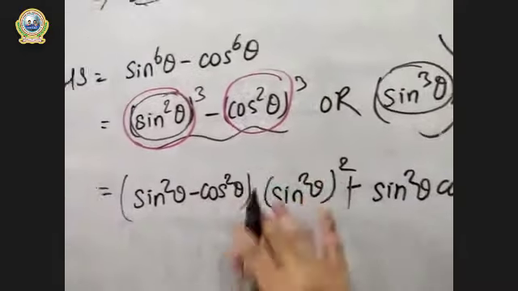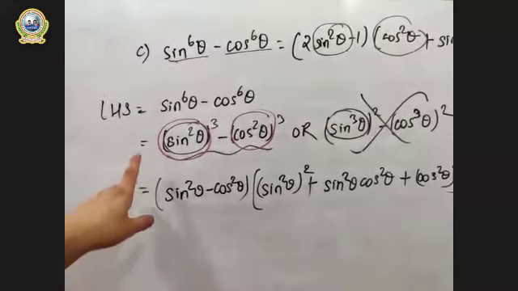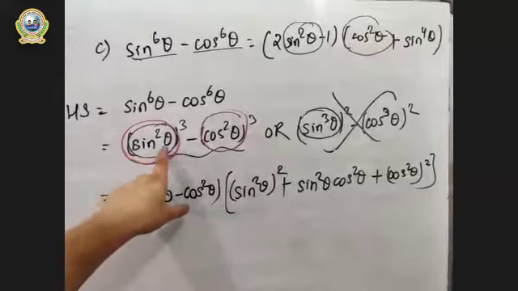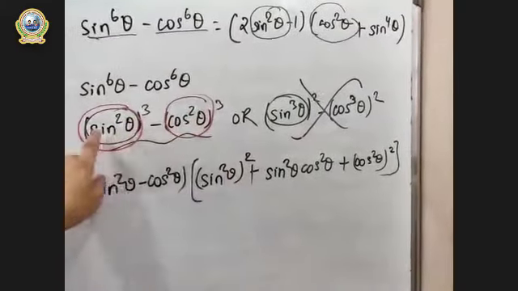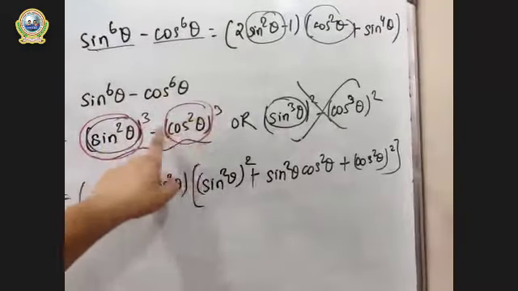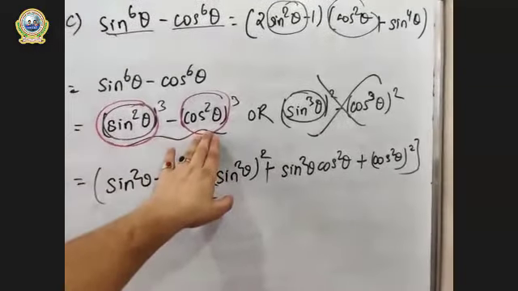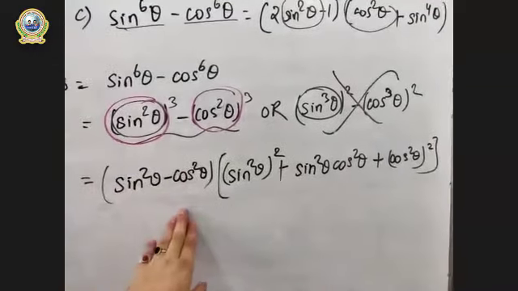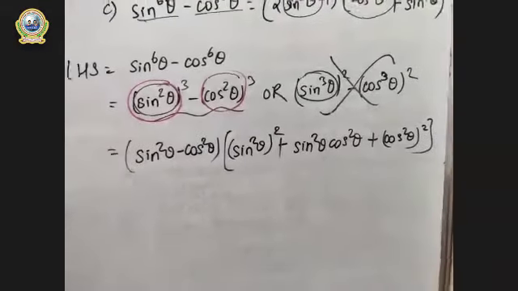Are you clear? Let me show this to you. Look at here. First of all, we did a square whole cube and b square whole cube. Now it will be a cube minus b cube. Our a is inside this red circle, sine square. Our b is inside this red circle, cos square. Now this can be written as a cube minus b cube. Our formula is a minus b, a square plus ab plus b square. Are you clear up to here?